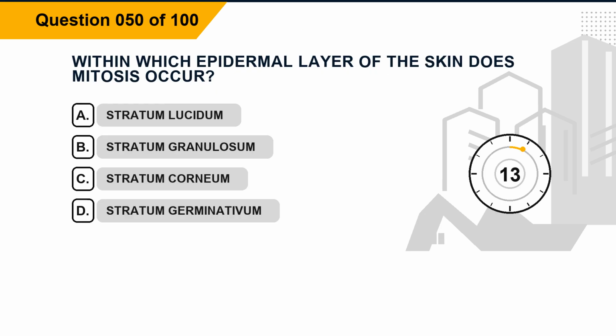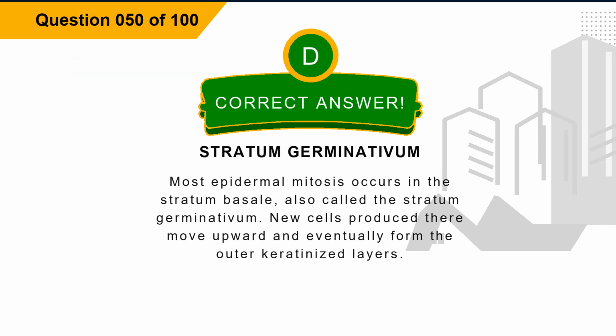Question 50. Within which epidermal layer of the skin does mitosis occur? Option A: stratum lucidum. Option B: stratum granulosum. Option C: stratum corneum. Option D: stratum germinativum. The correct answer is option D: stratum germinativum. Explanation: most epidermal mitosis occurs in the stratum basale, also called the stratum germinativum. New cells produced there move upward and eventually form the outer keratinized layers.